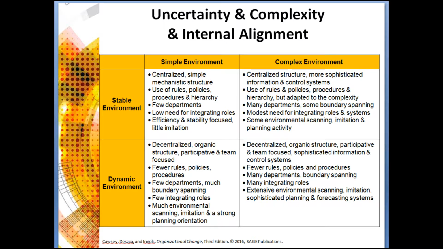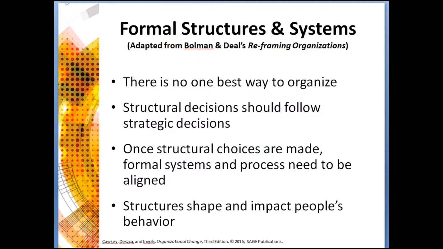We go back to Quinn's competing values framework, right? We look at stable environment versus dynamic, changing a lot, or a simple versus a complex environment, and we have different modes of operating systems inside of those. So for instance, in a complex environment, we use rules, policies, and procedures, but they're adapted to the complexity. We know there's lots of things to do, but we worry about the complexity involved in the environment.